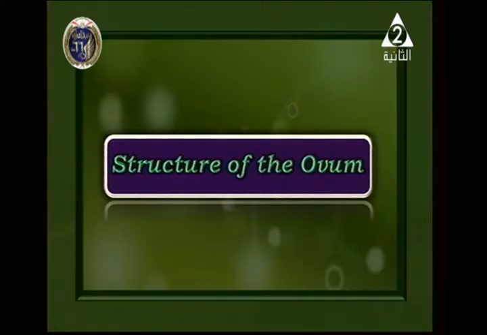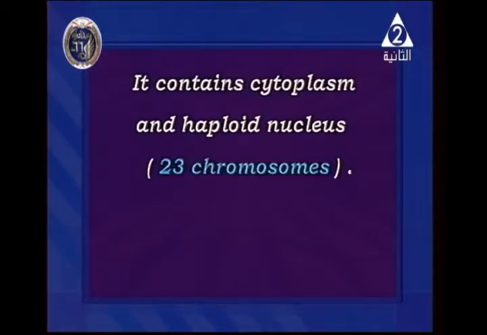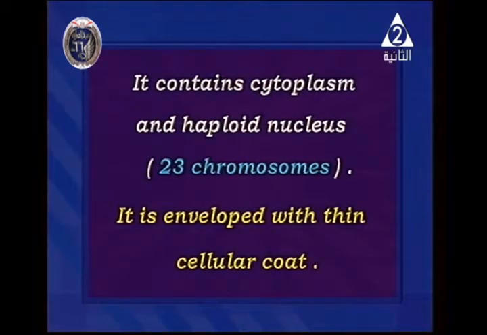The structure of the ovum. To study the structure of the ovum, as we studied the structure of the sperm, it contains what? A cytoplasm and a haploid nucleus. Like the sperm, it contains 23 chromosomes. It is also enveloped, meaning covered and coated, with a very thin cellular coat.